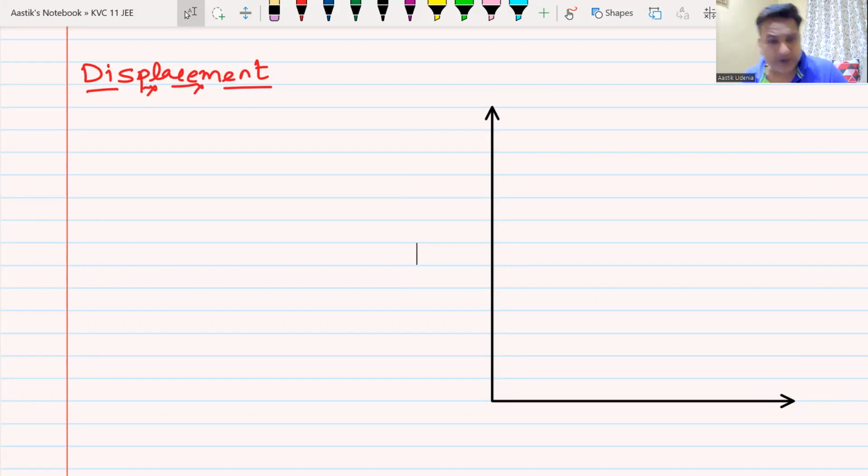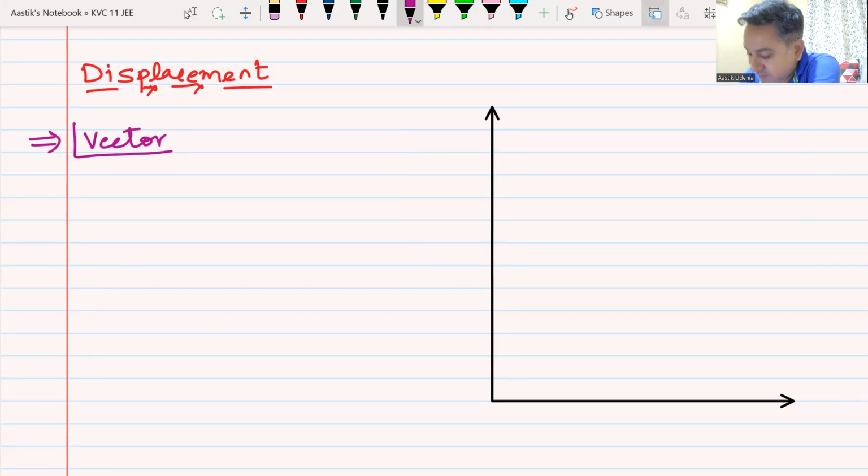Okay. What type of quantity is displacement? That is the first question that I'll ask. Vector. It's a vector quantity. Chalo, so let us first write this important point, that it is a vector quantity. Now, as soon as you understand that this is a vector, two things must come to your mind. What are those two things?